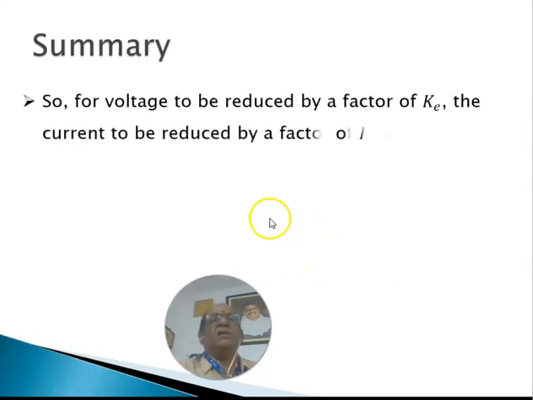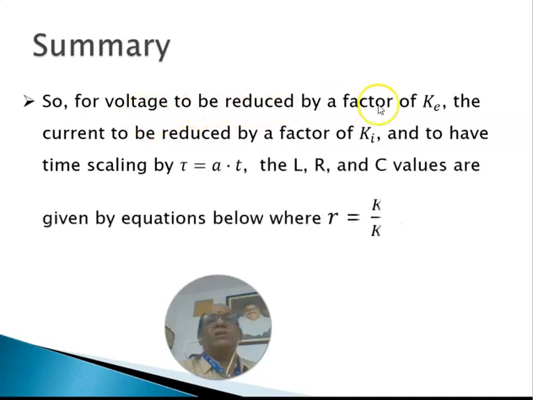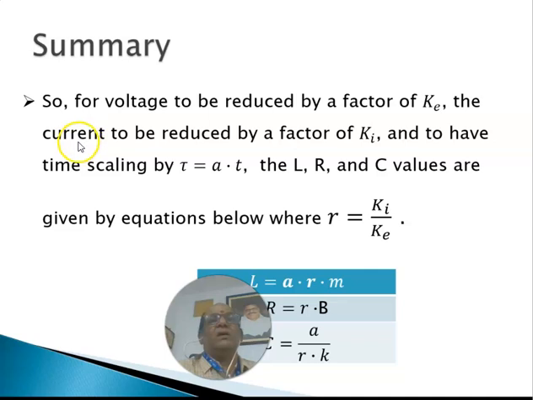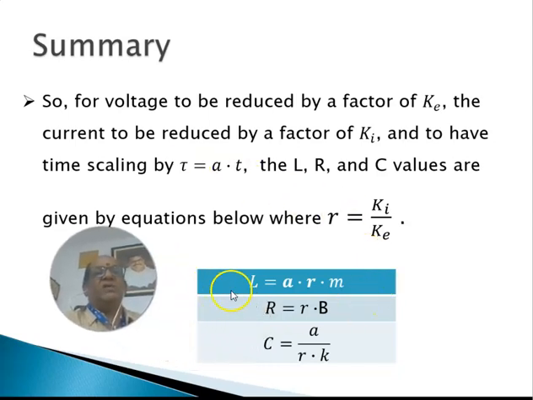So, in summary, if we have a situation where voltage needs to be reduced by a factor of Ke, current to be reduced by a factor of Ki, and we need a time scaling given by tau is equal to A times t, where t is the time required for a phenomenon to occur in the mechanical system and tau is the time required for the corresponding phenomenon in the electrical system, then the three equations for inductance, resistance and capacitance are given by L is equal to A times r times M, resistor is equal to r times B, capacitance is equal to A divided by r times K.